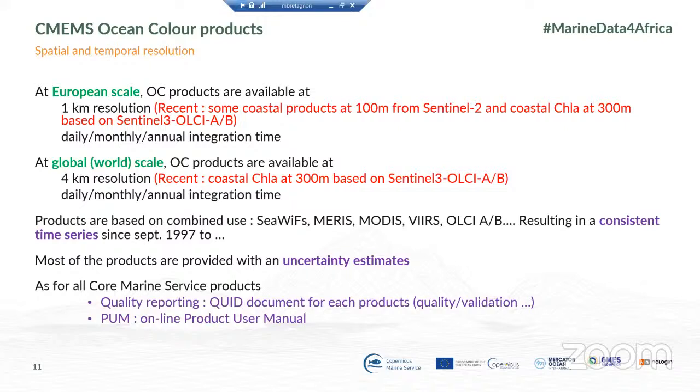What can also be an interesting thing is the possibility to access an interpolated product called a gap-free product, L4, which allows you to benefit from maps without clouds, because as we said, ocean color is what we call passive remote sensing. So when you have cloud, glint, or other atmospheric parameters, you will not have data. But here, thanks to this L4 product, you will have a daily map, which is more or less complete.